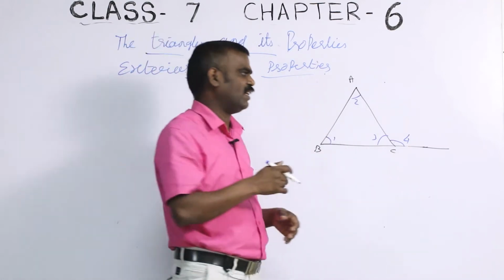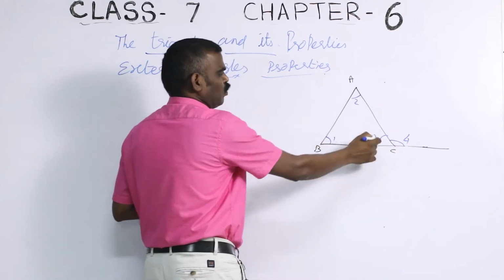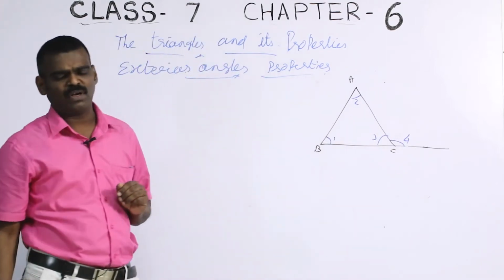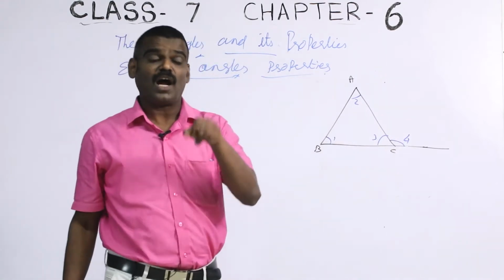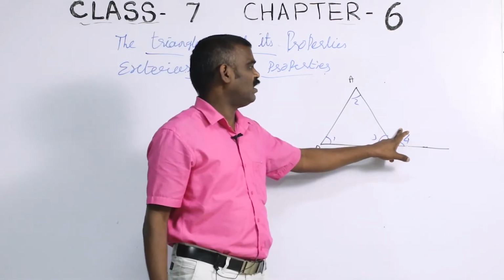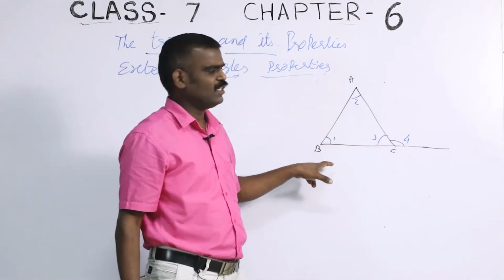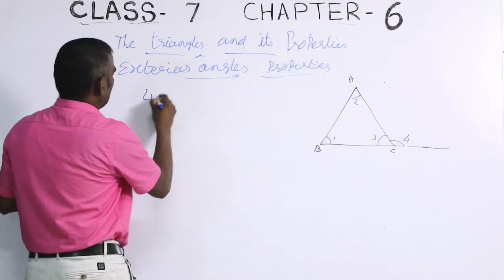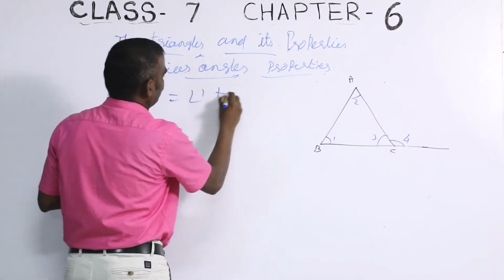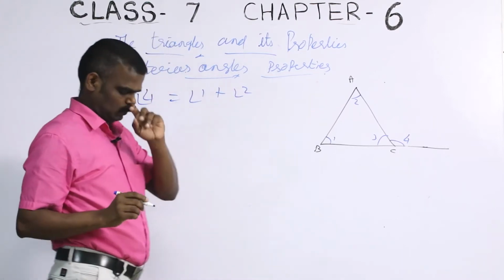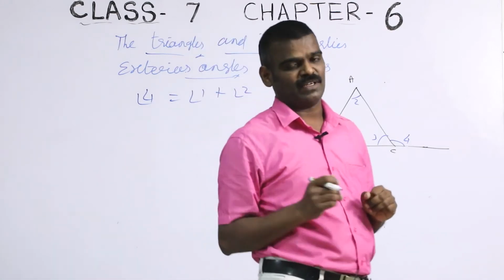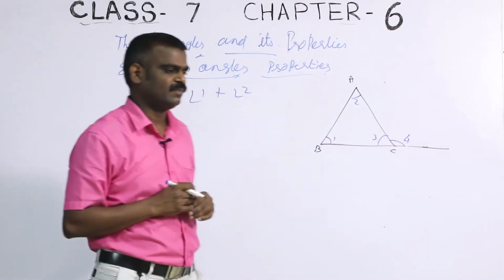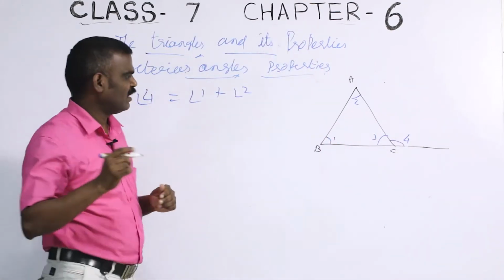Interior means inside. What are the angles that are inside? 1, 2, 3. Three angles are inside, but only 2 angles are opposite to angle 4. Which angles? 1 and 2, right? So, angle 4 equals angle 1 plus angle 2. That's what the theorem tells. How it is so, we are going to prove, okay?